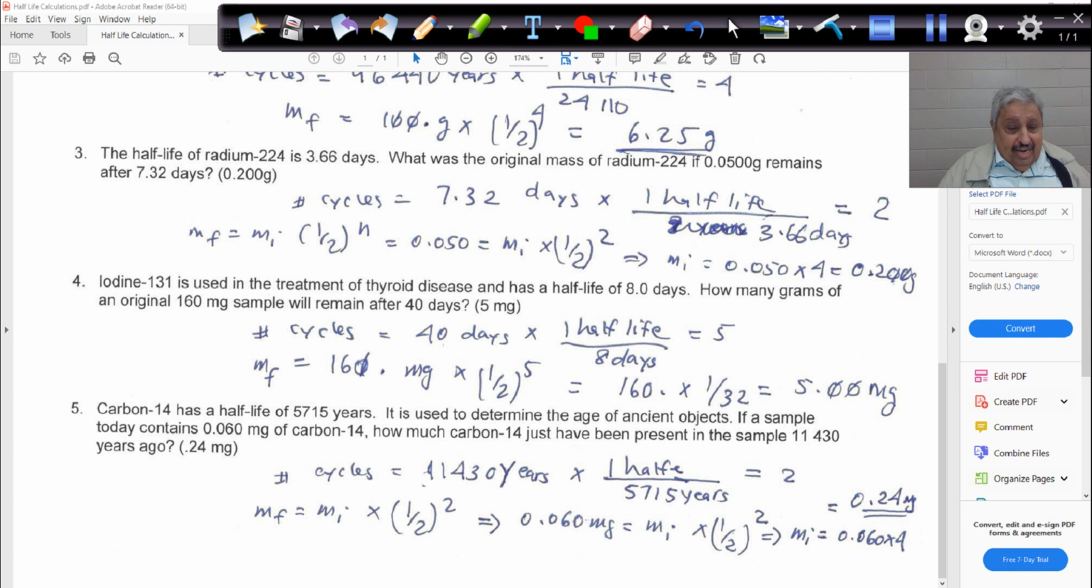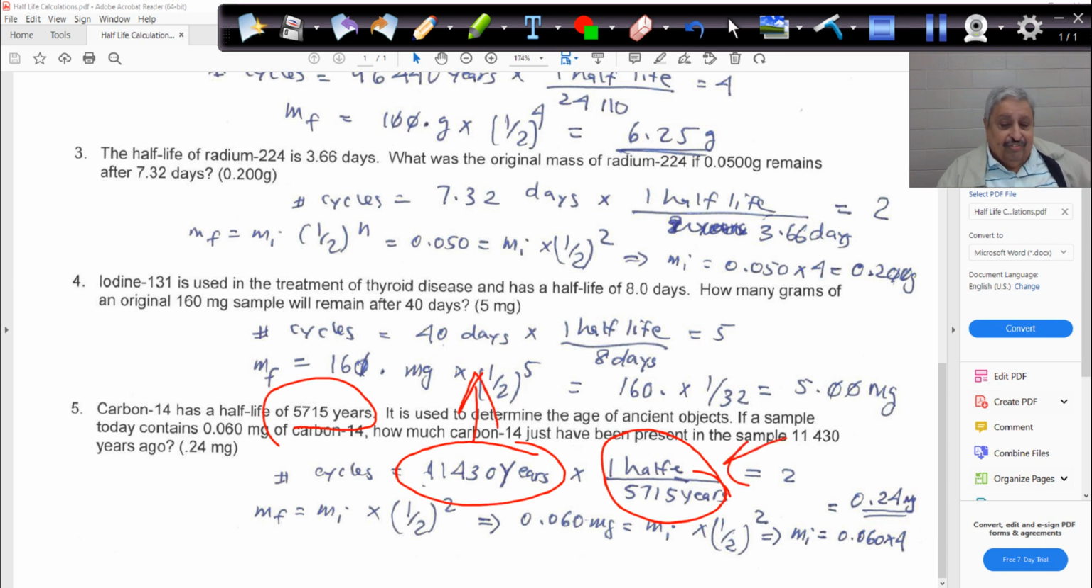So now we have the total years. How many do we have to use? It has been present in the sample 11,000 years. So the total time is 11,430. That's the total time. The half-life is 5,715, correct? That's the half-life. Always take the total time and divide by the half-life. So then the answer is 2.